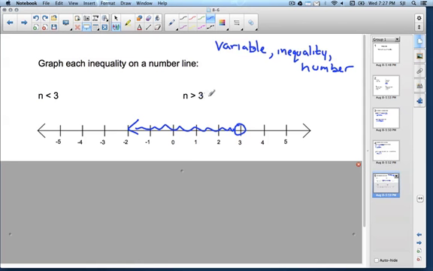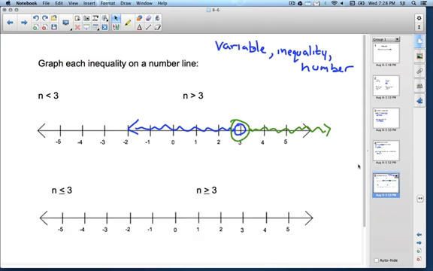Let's take a look at this next one. Again, this is n is greater than 3, so n is going to be bigger than 3. To graph that on the number line, we don't want to include the 3, so again we use the open dot. But this time, imagine this is an arrow and it points to the right. So our line goes to the right, and any number bigger than 3, but not including 3, will make this inequality true.